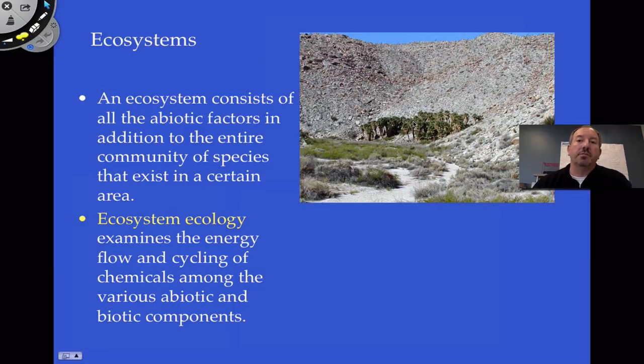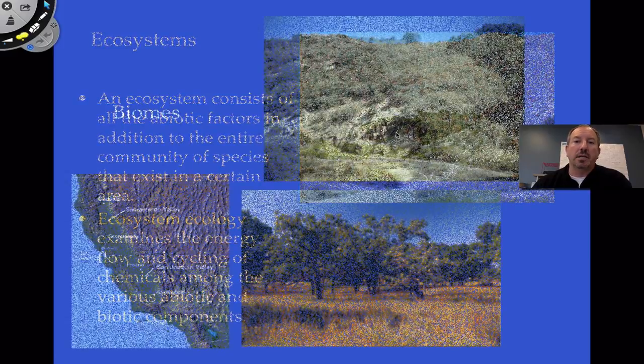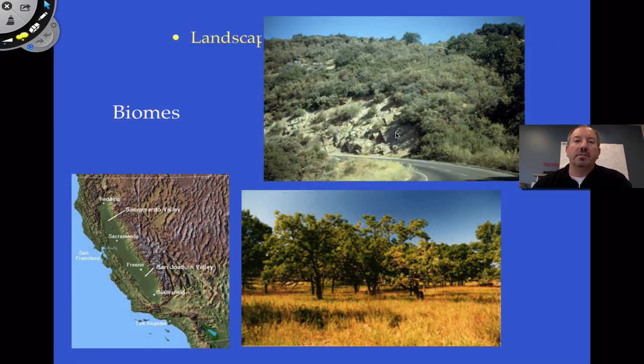When light comes in through photosynthesis, how it moves from one trophic level to the next, how energy flows and how chemicals are recycled are big ideas in ecosystems. And then the next level up is taking an important ecosystem and expanding it.